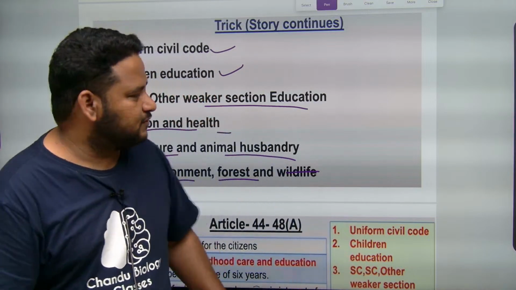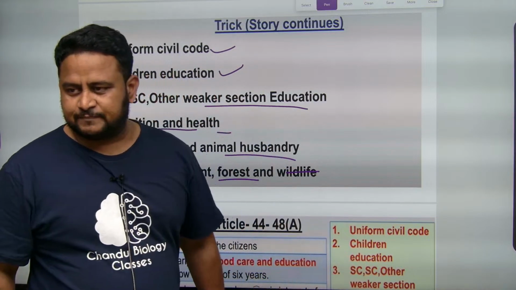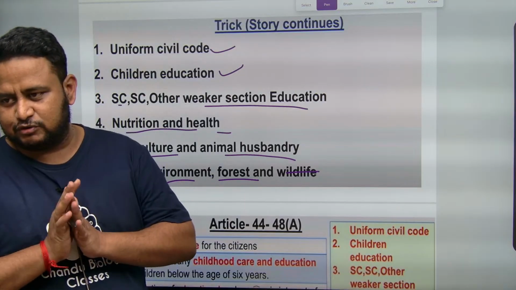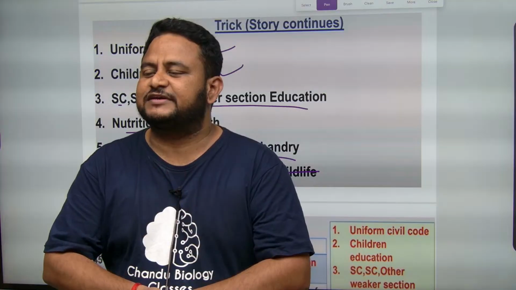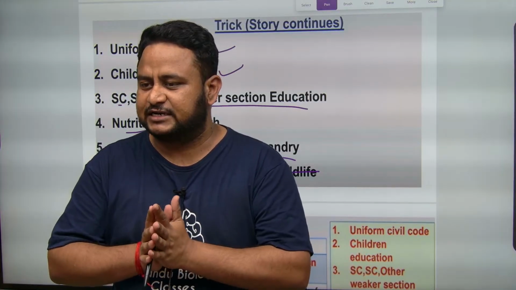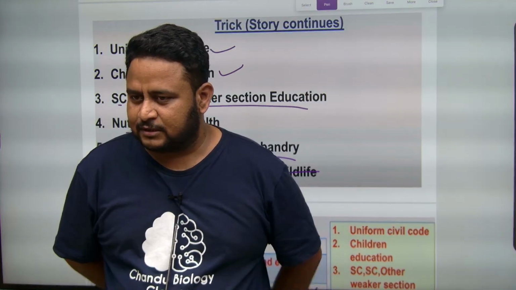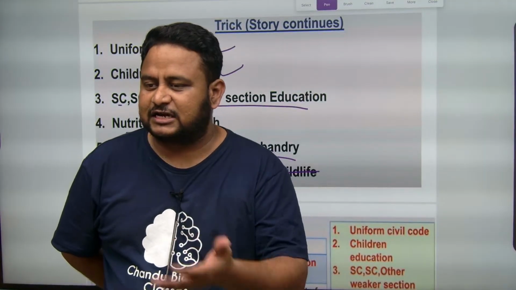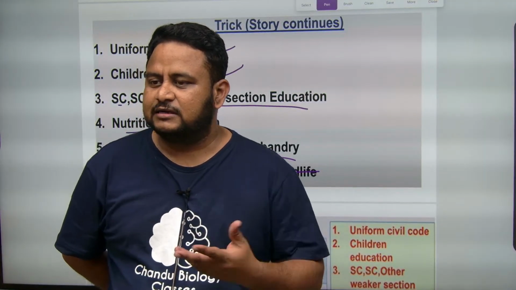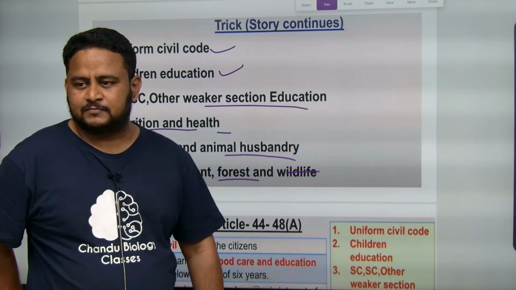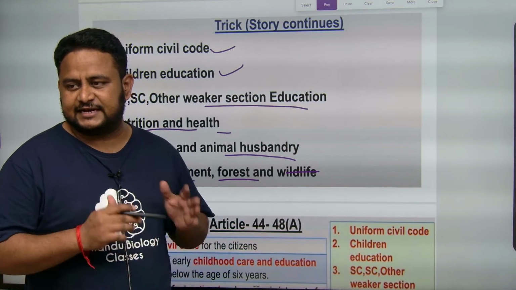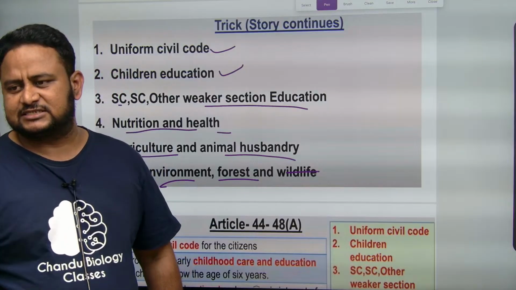That is the meaning of these articles. So, the story continues. There should be no conflict. Let there be a Uniform Civil Code. Let there be children's education, and please take care of SC, ST and their education and economic interest. Then nutrition and public health. Please employ them in agriculture and also animal husbandry and environment. That's it. This is Article 44 to 48A. Now there are only 3 articles that are left.